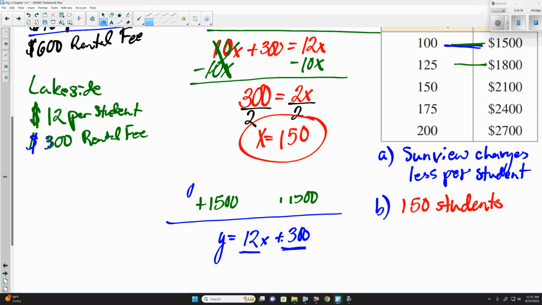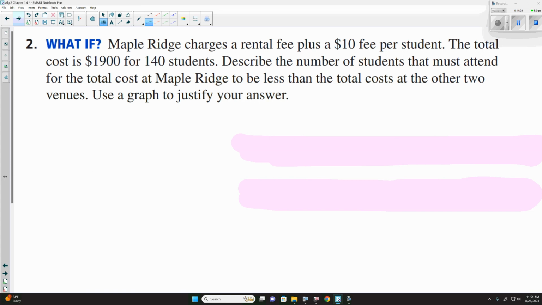Be ready for the next one. Maple Ridge charges a rental fee plus $10 per student. The total cost is $1,900 for 140 students. Describe the number of students that must attend for the total cost at Maple Ridge to be less than the total cost at the other two venues. So we need to find out how many students need to attend for Maple Ridge to be the cheapest. And one of the nice things that we would need is the equation, because if we do have the equation, we could tell this here.